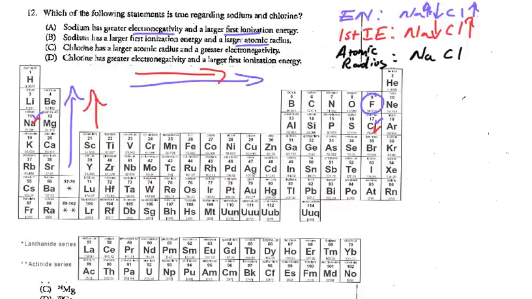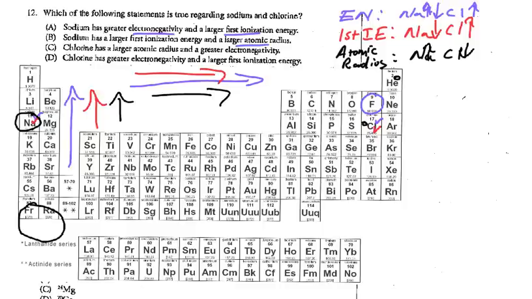And then lastly, if we look at atomic radius, we remember that francium is the largest atom on the periodic table, helium is the smallest, and so as we go up and to the right, they're getting smaller. Chlorine is more to the right, so it's going to be little, and sodium is more to the left, it's going to be big. So sodium is going to be big, chlorine is going to be small.